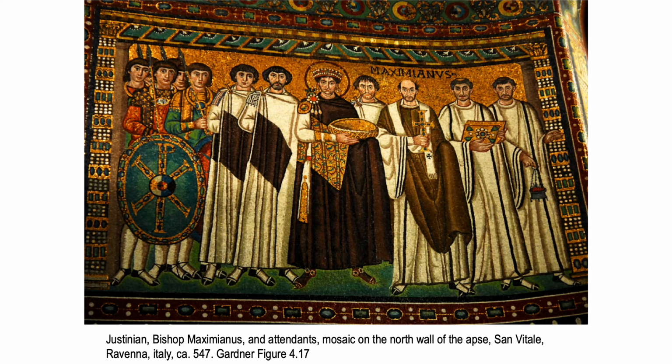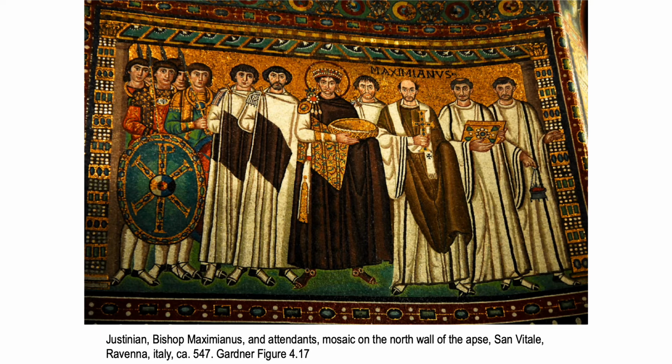On each side of him, there are people who are very important. If you're looking at the right side of him, your right, his left, you see a man who has a brown cloak on top of his monk's robe in white. That man is named Bishop Maximianus. Maximianus was a very important figure in the building of San Vitale.